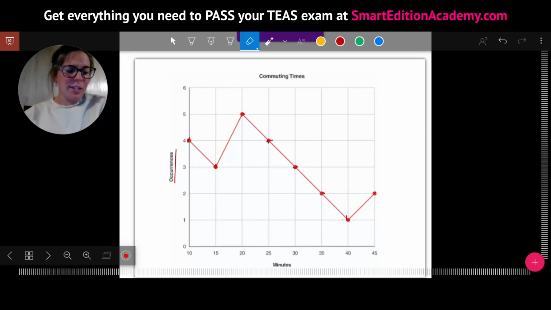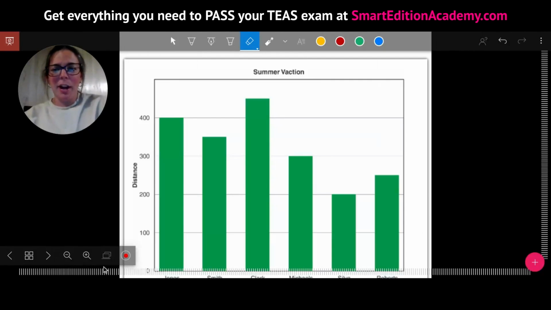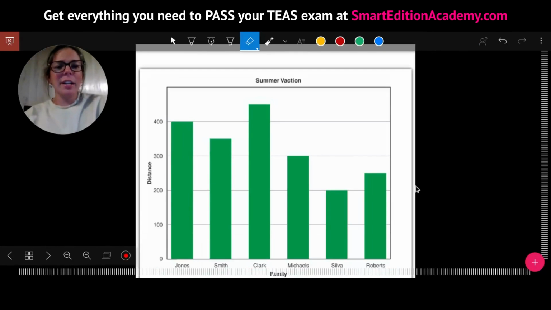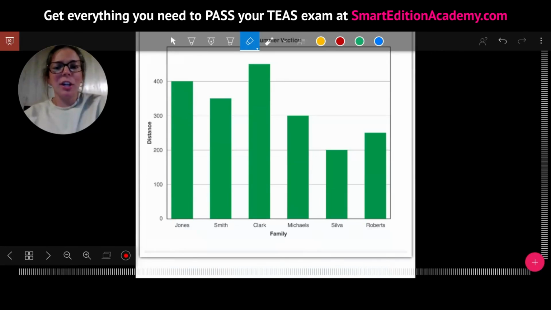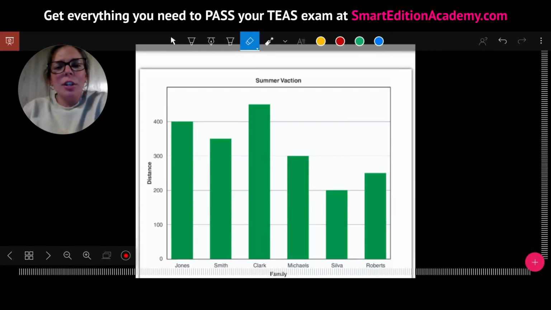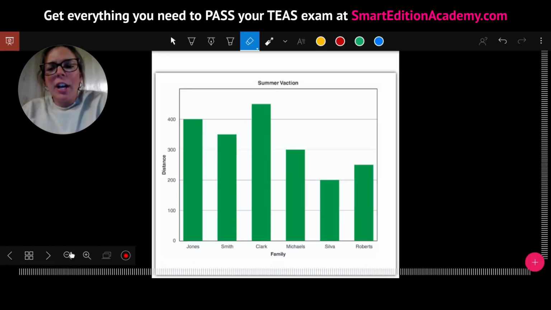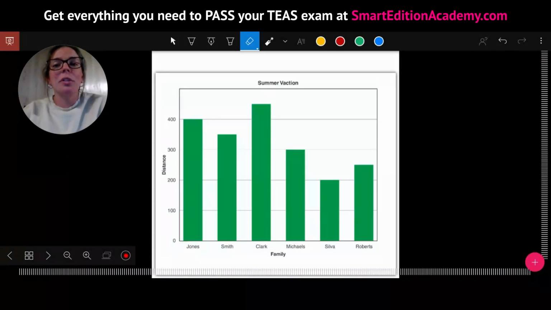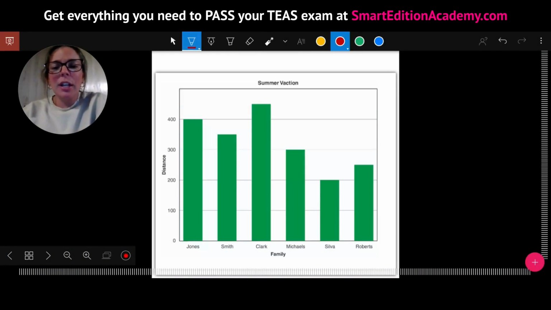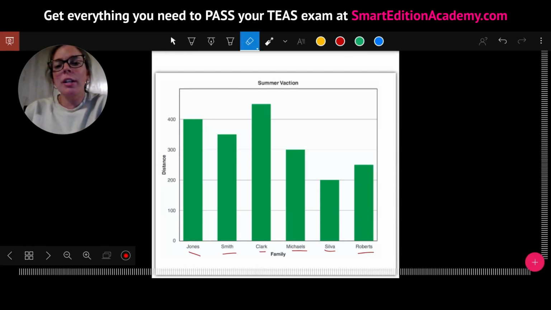Okay, let's try something else. Let's look at this bar graph. Let's just try to analyze what it's telling us, and then I'll give you the question. Our title is Summer Vacation. The vertical axis label is distance, and the bottom is family. Notice that when we're using a bar graph, a lot of the time it's categorical data. Here we are talking about different families. These are just the names of different families, but we can still note frequency, or in this case, distance. So we still have some sort of quantitative data here.